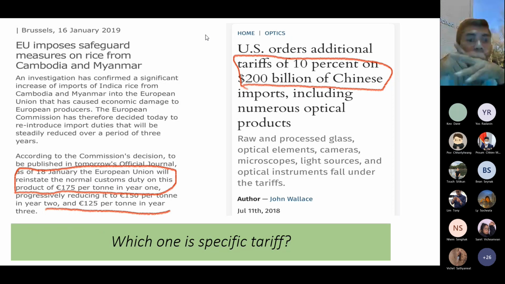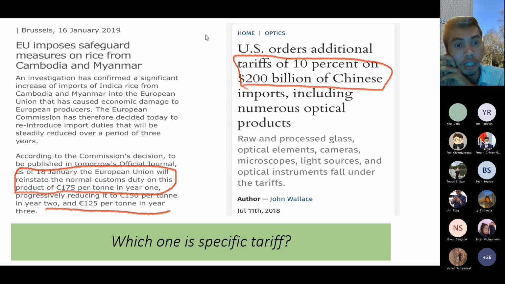For the European Union, it is the specific tariff, while the US tariff is the AV tariff. Very good. And what is the form of physical quantity of the specific tariff that the EU imposed on Cambodia? On balloons, on pairs, on what? On weight. Exactly. Very good observation. So the first case is the specific tariff that the EU imposed on Cambodian rice, not in percentage terms compared with the price, but based on the ton, based on the weight, kilogram, pound, of Cambodian rice and Myanmar rice into the EU.